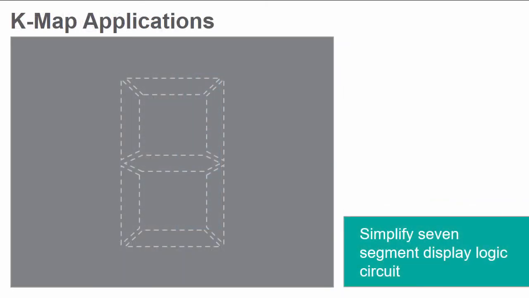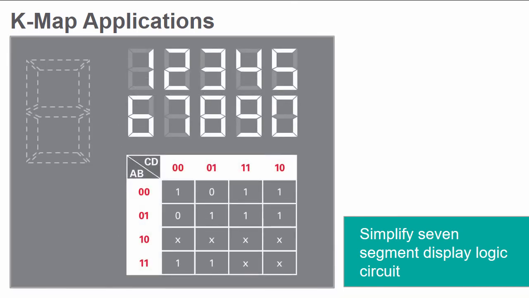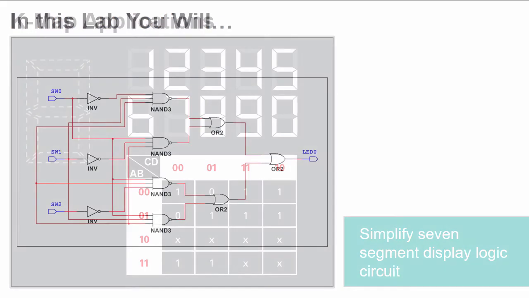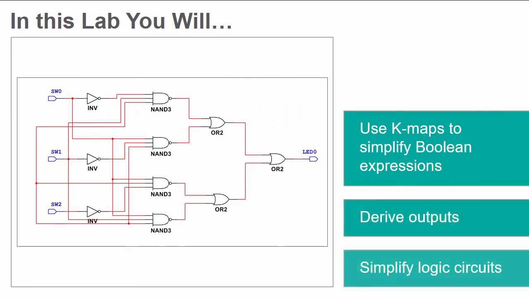For example, K-maps can be used to simplify the combinational logic circuit of a 7-segment display. 7-segment displays light up a combination of different segments to display any number between 0 and 9. In this lab, you will use Karnaugh maps to simplify a Boolean expression and derive the output, simplified combinational logic circuit, and K-map for a circuit.